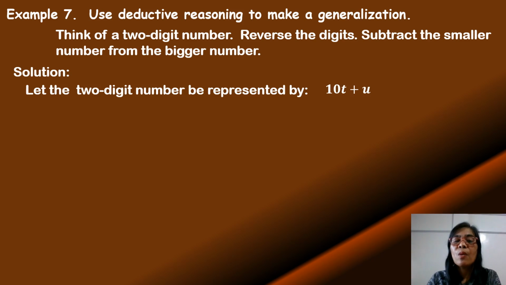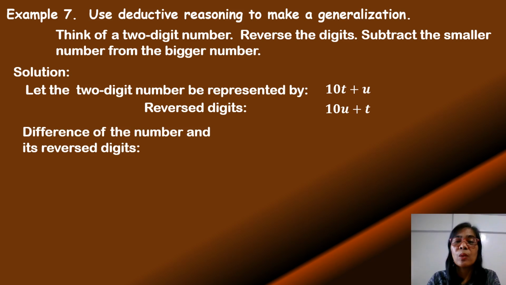So together, the number will be represented by 10t plus u, where t is the tens digit and u is the units digit. The reverse digits of 10t plus u will now be 10u plus t. Okay, so going into the process: reverse the digits, then subtract the smaller number from the bigger number. That means we're going to get the difference between the original number 10t plus u and the reverse digits 10u plus t. So we subtract these two.